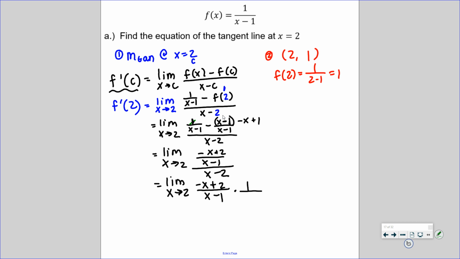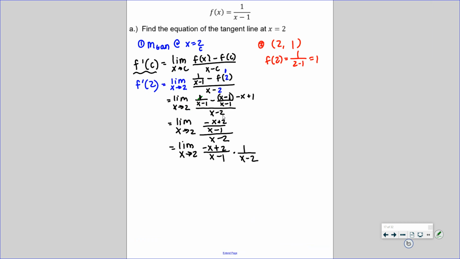So that'd be 1 over x minus 2. All right. Now these are looking really similar. I have negative x plus 2 and x minus 2. Anyone know what I could maybe do here in order to make this like an x minus 2? Factor out a negative 1. Good job. Yep, factor out a negative 1.